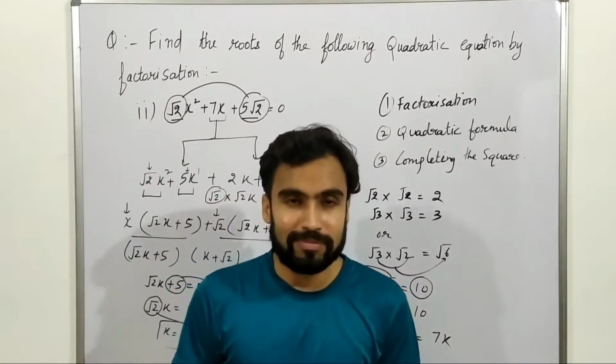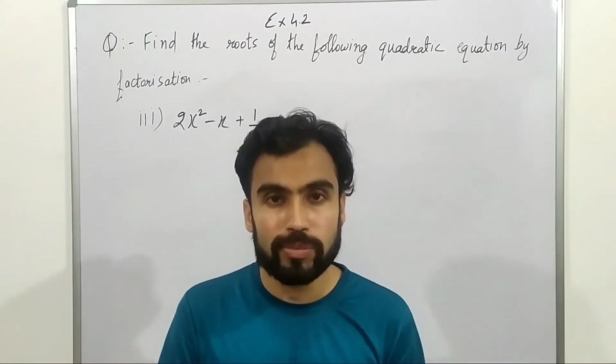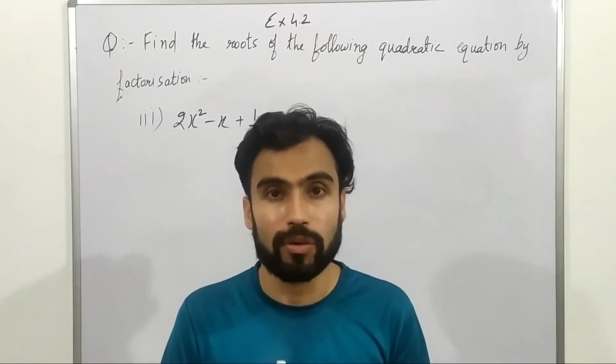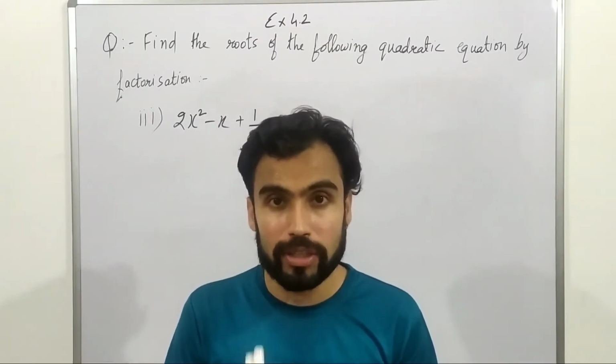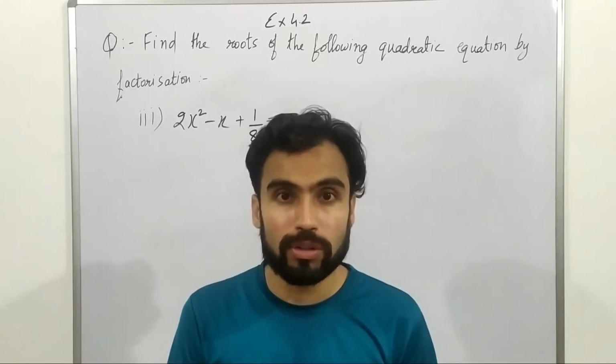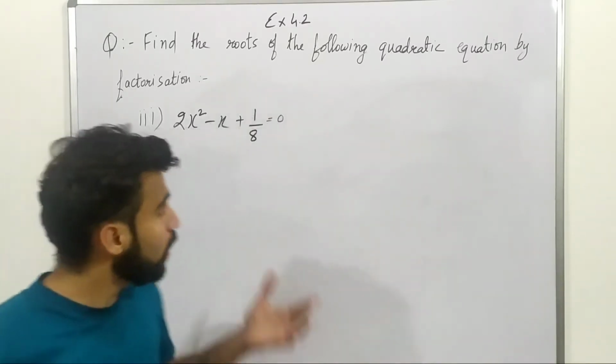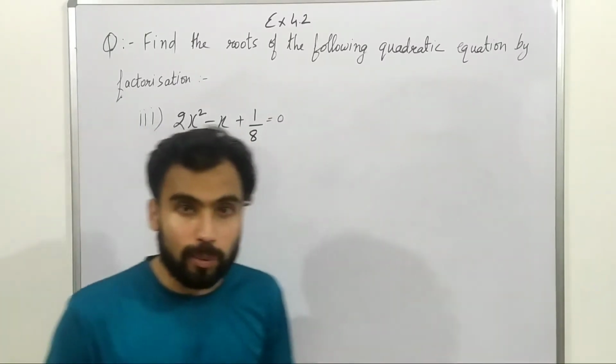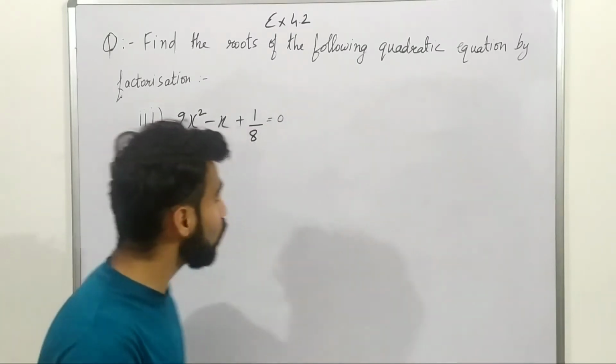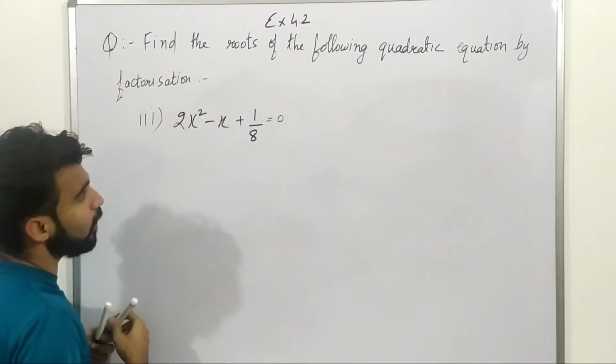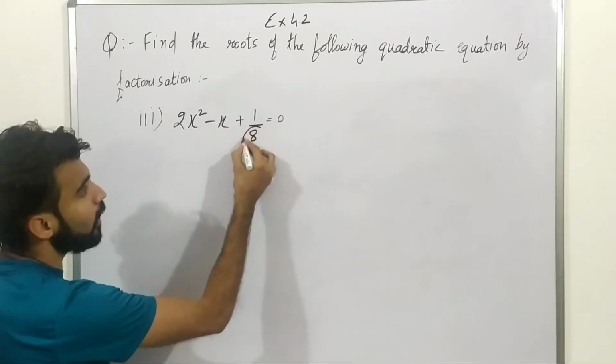That's all. So students, now I'm taking the last example of finding out the roots of an equation by factorization method. Then I will move forward to the next type of questions. So here you can see that I have taken an equation. Now the difference from the previous equations that I have taken here is this denominator 8.